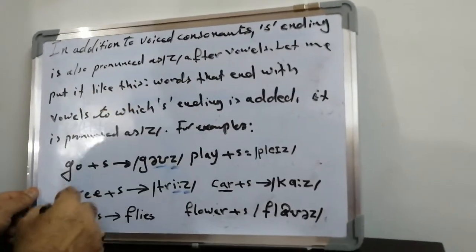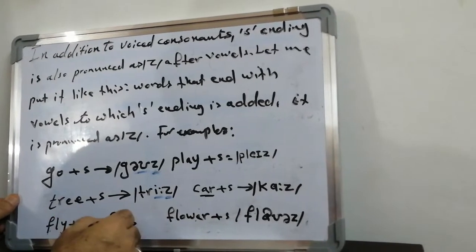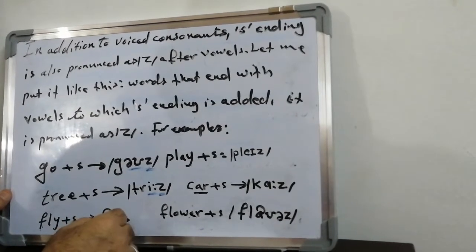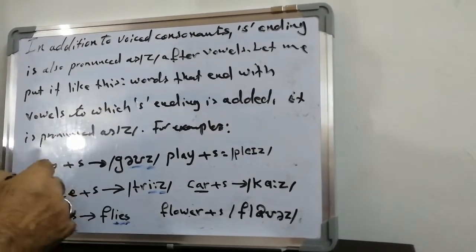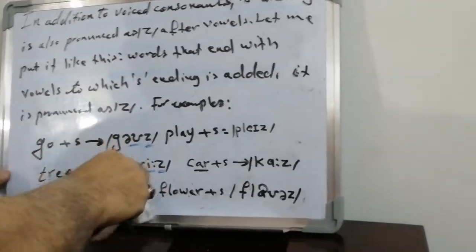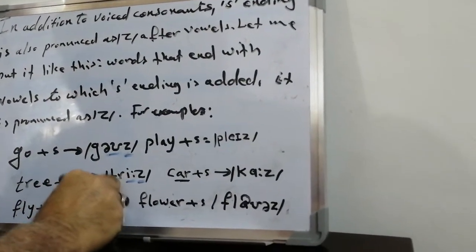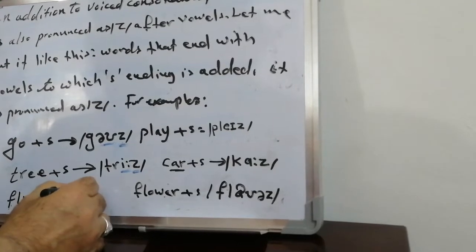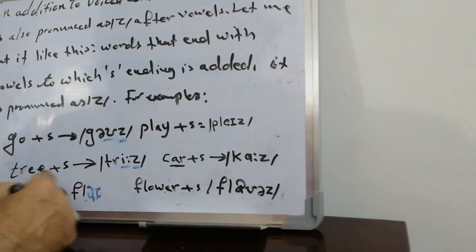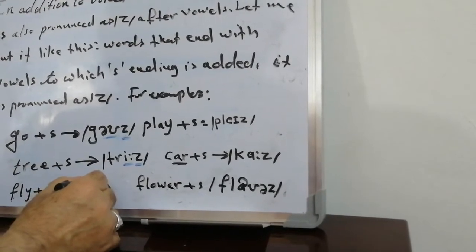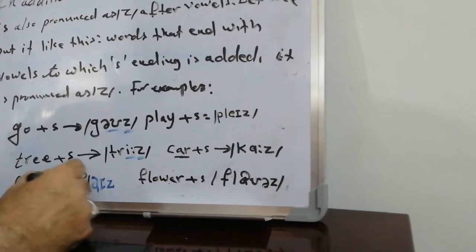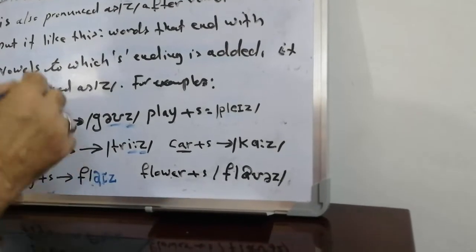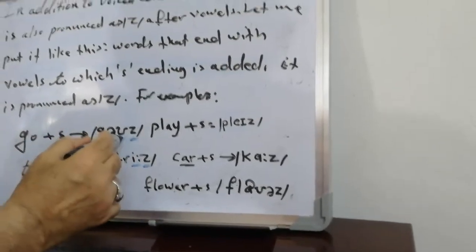Here also we have fly, flies. Here also, because it ends in the vowel sound. It is pronounced as flies. This is the I sound in fly. When we add S to it, we pronounce it as Z sound. So fly, flies. Now the word go ends with this vowel sound.